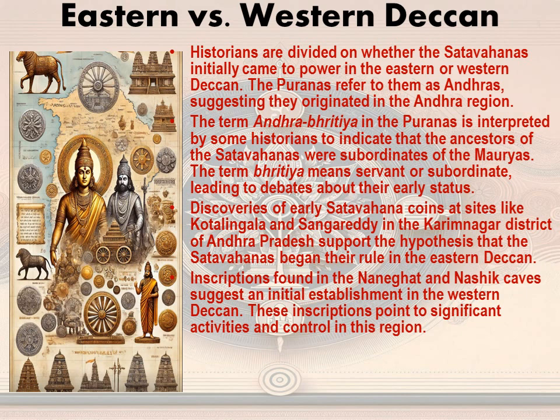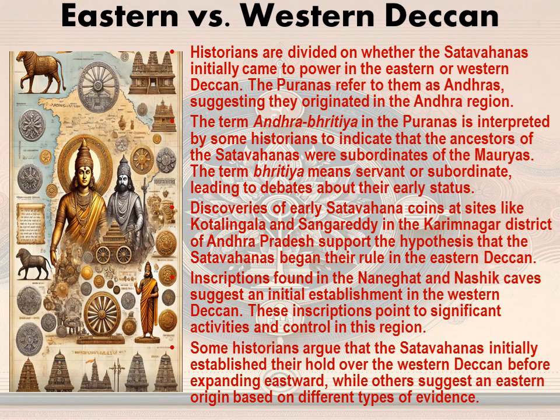Inscriptions found at Naneghat and Nasik suggest an initial establishment in the western Deccan. So there was an initial establishment in the western Deccan, and that can be known from the inscriptions found in Nasik and the Naneghat caves of Maharashtra. These inscriptions point to significant activities and control in this region. Some historians argue that Satavahanas initially established their hold over the western Deccan before expanding eastward, while others suggest an eastern origin based on different types of evidence.